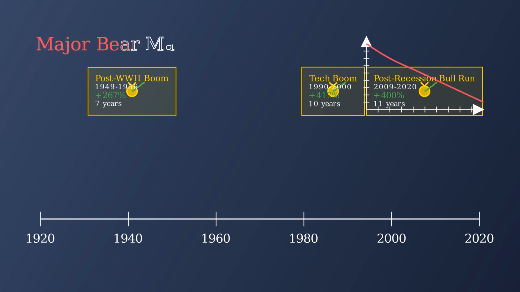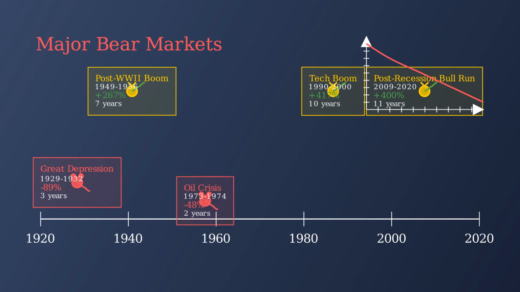Now let's examine major bear markets. Periods of significant decline and pessimism. The Great Depression triggered the most devastating bear market in history. From 1929 to 1932, the market lost nearly 90% of its value, leading to widespread economic hardship.